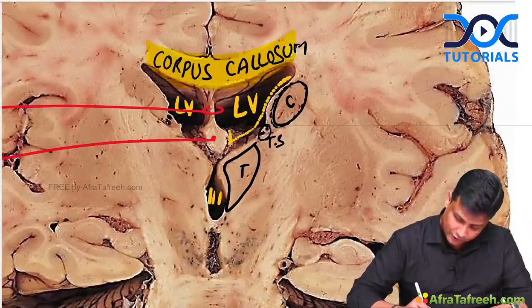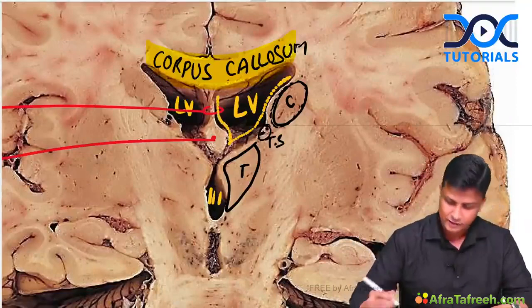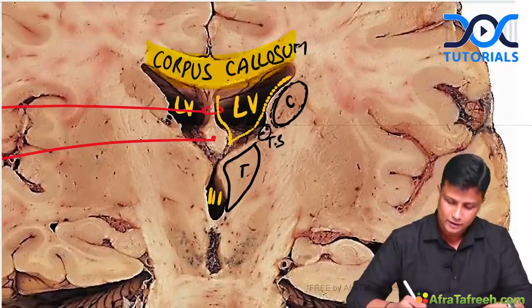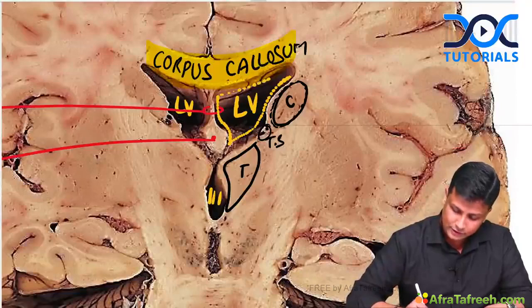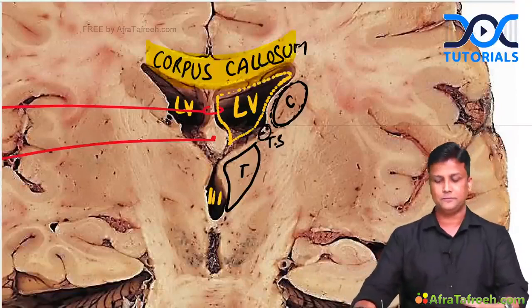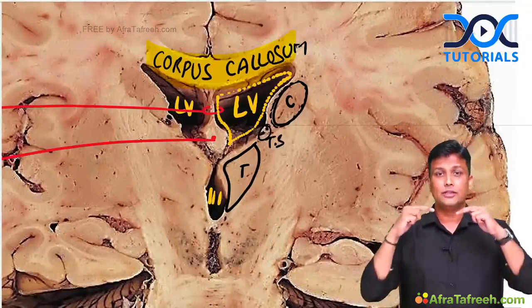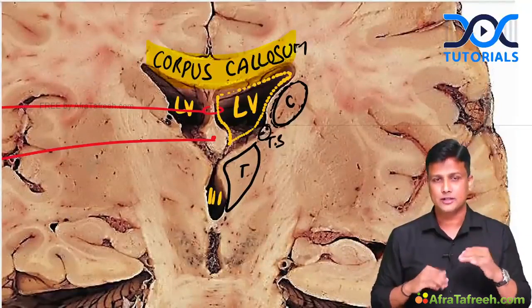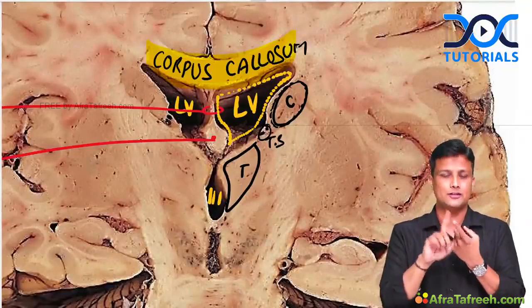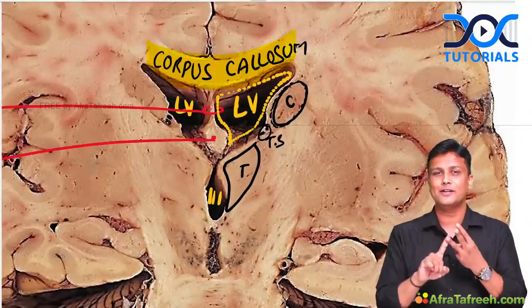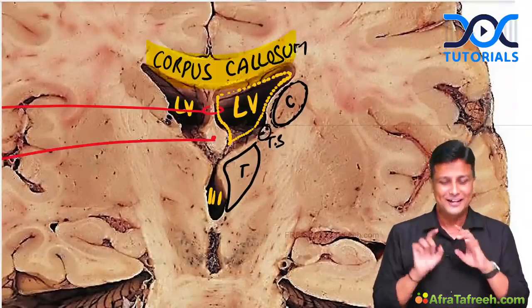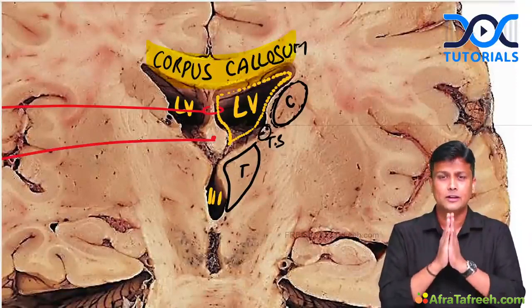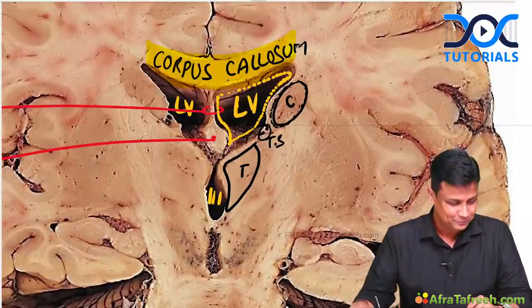And then the fornix and the septum pellucidum here, these two are going to form the medial wall of the lateral ventricle, and the roof of the lateral ventricle is formed by the corpus callosum, guys. I repeat again for the last time, the roof is formed by corpus callosum, medial wall is formed by septum pellucidum and fornix, and the floor is formed by caudate nucleus, thalamostriate vein, thalamus and the choroid plexus. Okay, that will be the boundaries of lateral ventricle, crystal clear in this diagram.